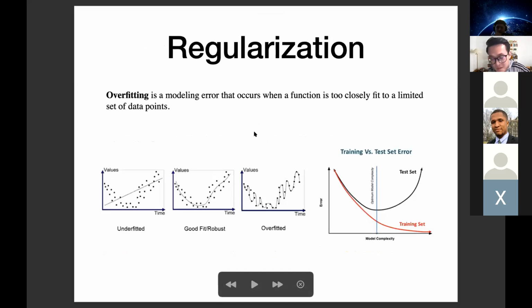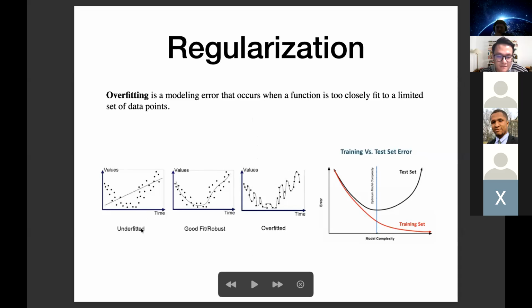So the next part is about regularization. The overfitting part is very important, because in many cases you will overfit to your training data, but you cannot do well on the test data, so you will not have good generalization performance. Overfitting is a modeling error that occurs when a function is too closely fit to a limited set of data points.